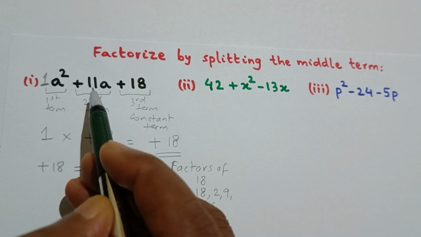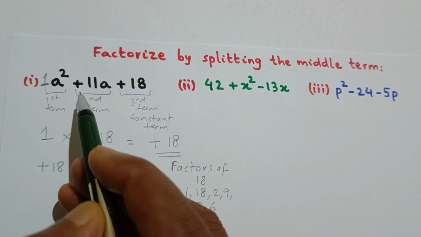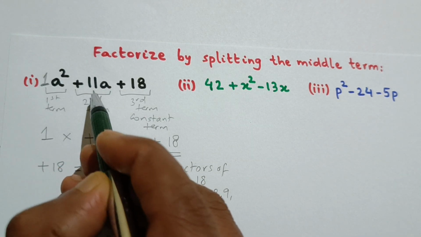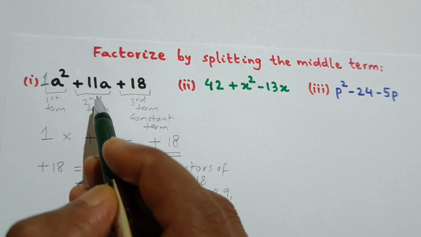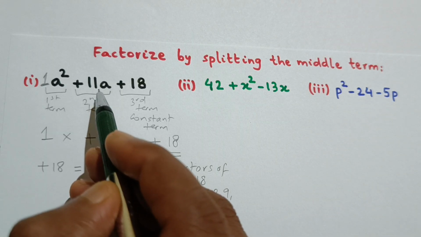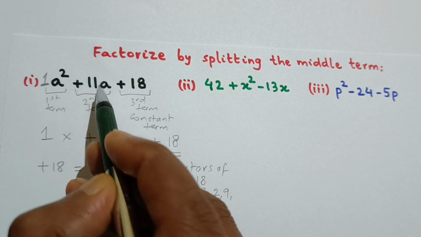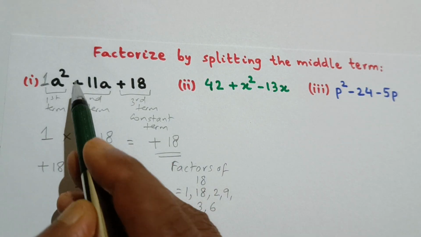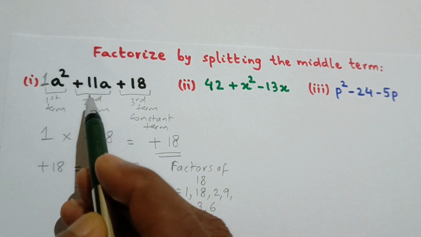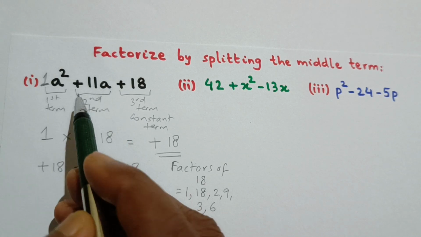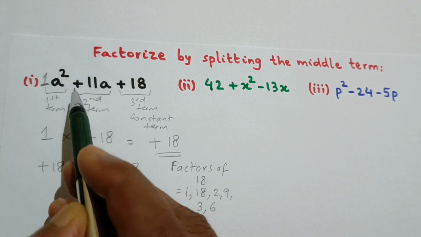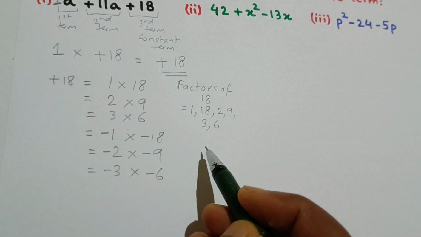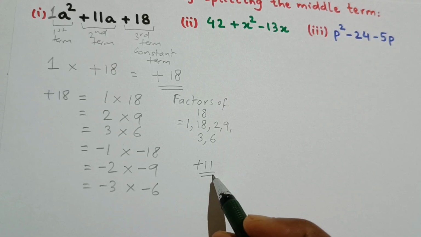So the second term is plus 11a. So what is the coefficient of a? Plus 11. So look at the coefficient of a. So this is the middle term or the second term. Now let us look at this coefficient of a. So plus 11. Plus 11 is the coefficient of a. So in the middle term, we are having plus 11a and the coefficient of a is plus 11. So plus 11. I will write it over here, plus 11.